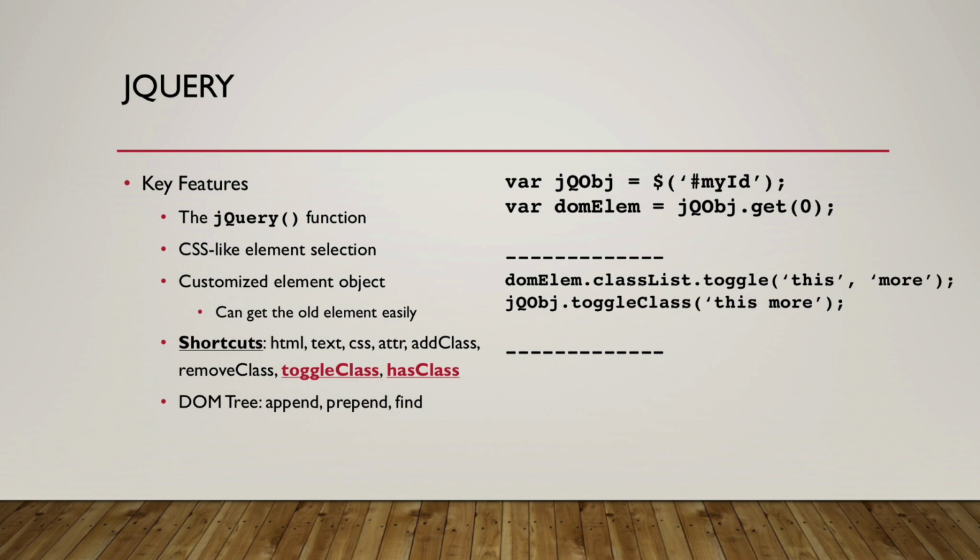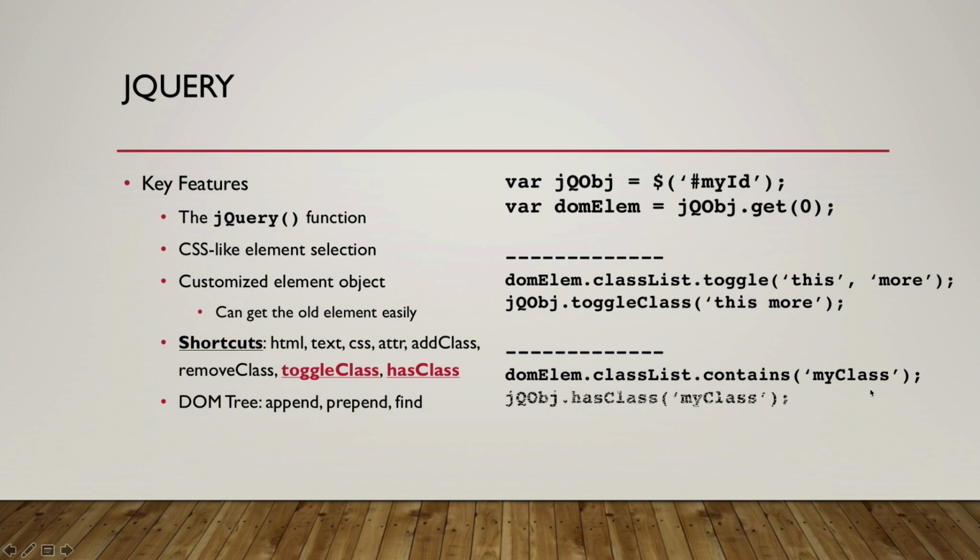The last one you might occasionally want to do is search through an object to see if it has certain classes on it already. Class list has a contains function to find that. So you can say .contains my class, and it will return either true or false. jQuery has hasClass, where you can test for one of these.